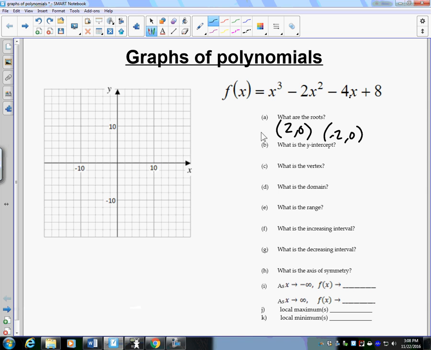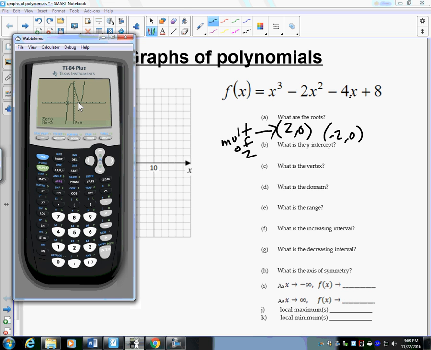And 2, 0 actually has a multiplicity of 2, because when we look at the graph, it comes down, hits the x-axis, and goes back up. It's a turning point on the x-axis, so it has a multiplicity of 2.